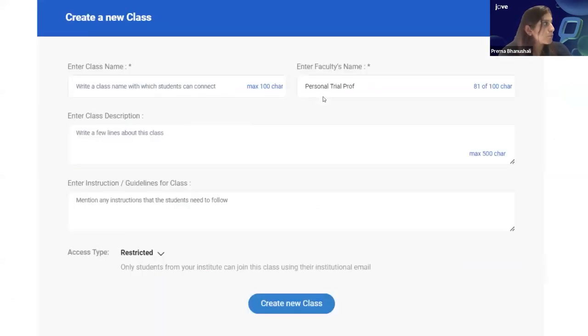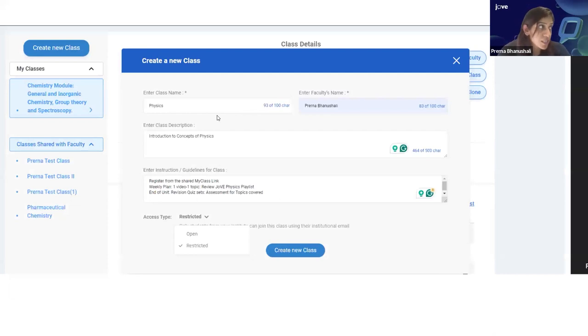What you need to do is fill in the details. You select create a new class and put all the details in. For example, this is a physics course that I've created for introductory concepts in physics, and you can put in instructions. Now, one important thing here: if your institute does not provide students with institutional email IDs, you must select open for the access type.